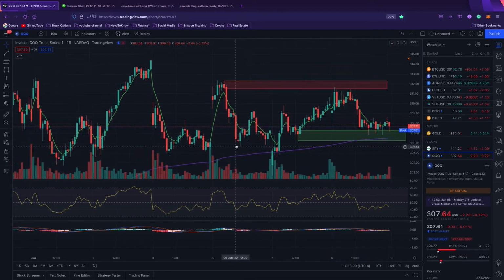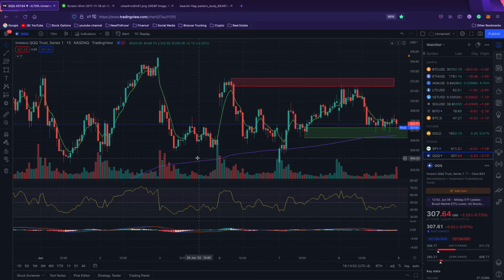Let's see if we can find one. Okay, this is one right here. The bear flag pattern is actually very, very common. They're literally everywhere. So this is our flag. That's our flag pole, sorry. So we had to have a flag pole.